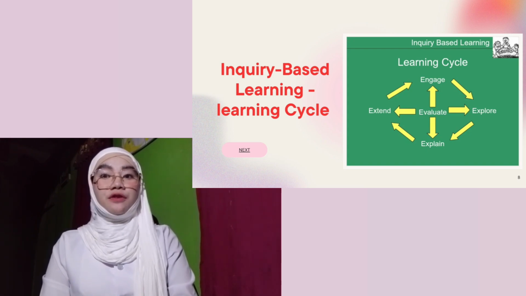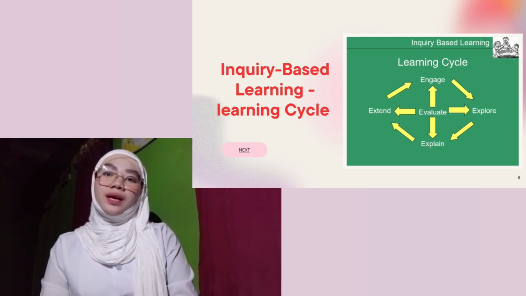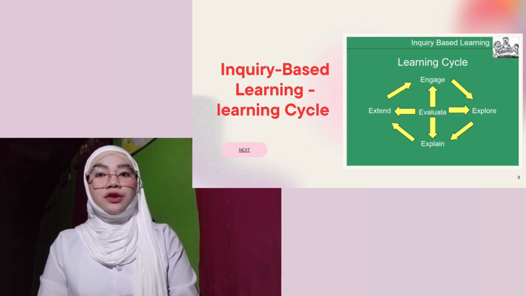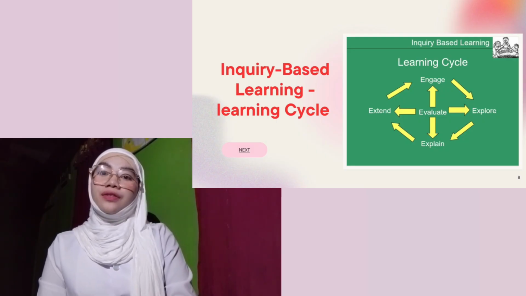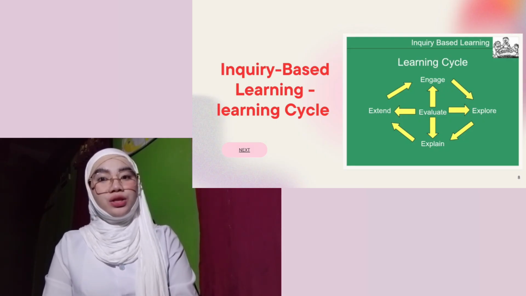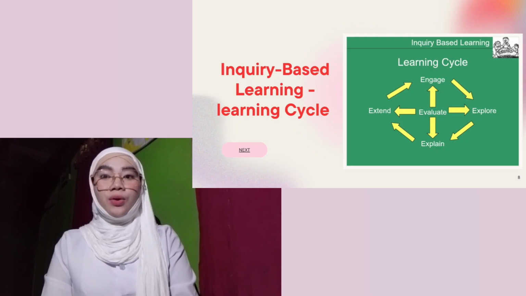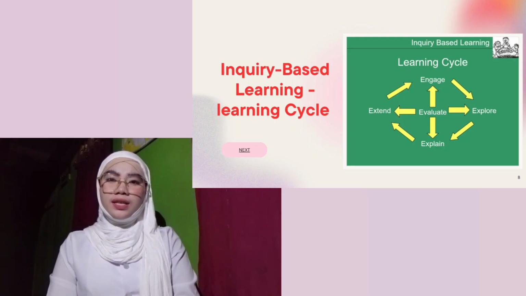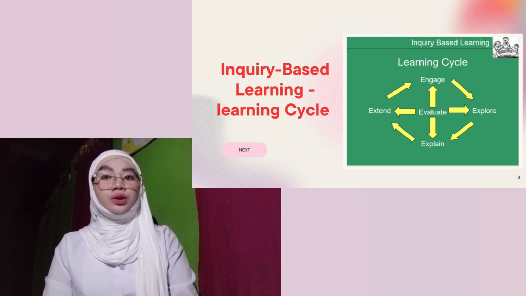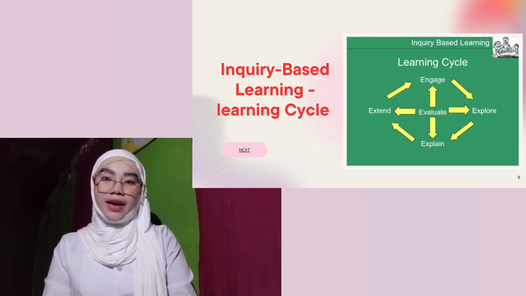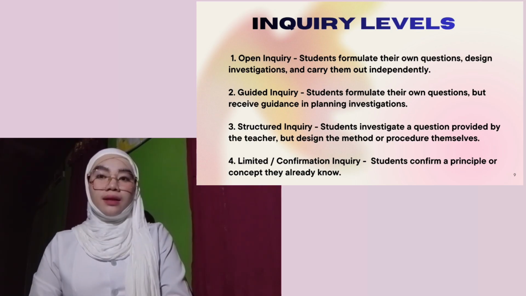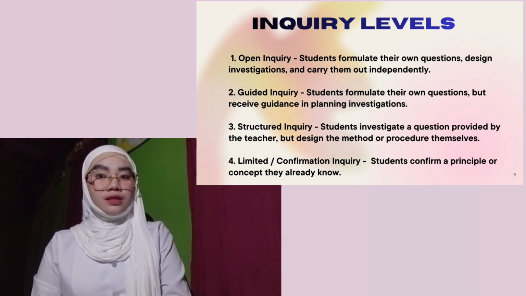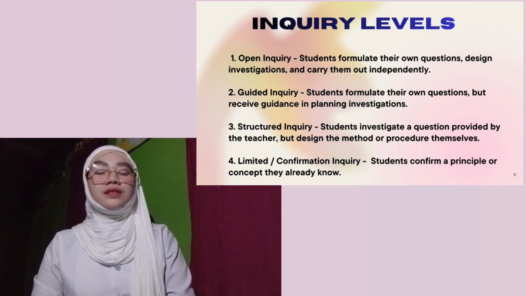Next is evaluate, the last point of the cycle. In evaluate, students reflect on what they learned, and the teacher assesses their understanding through questions, performance tasks, or short activities. This stage helps check learning progress and identify areas for improvement. And in IBL, we have the inquiry levels. We have different levels here.